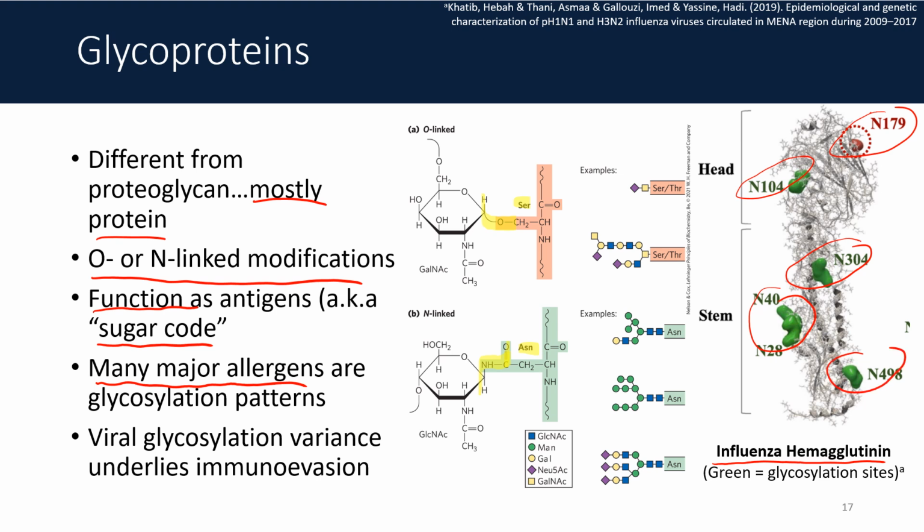And every season, they actually mix up the sugar patterns to confuse our immune system. This strategy of changing up the antigen every season is the foundation of certain viruses to be able to evade our immune system, or immunoevasion.